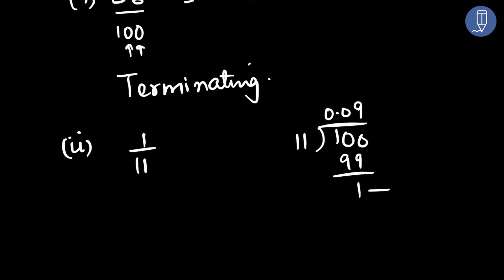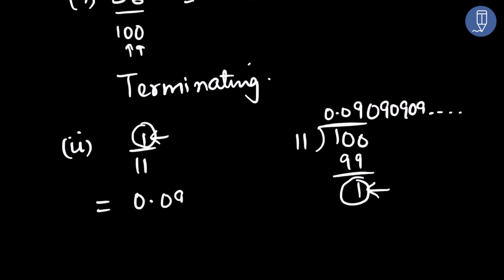The moment you get remainder which is same as your numerator in the question, if they both become same, there is no need to do it further. It's a trick, I am telling you, this is a trick. So you directly can write down that after this you will get 090909. It's going to repeat because you started with 1 and you again got 1. So the process will start repeating itself. So 1 upon 11 will be equal to 0.090909 and so on. In short way, we can write down 0.09 bar.